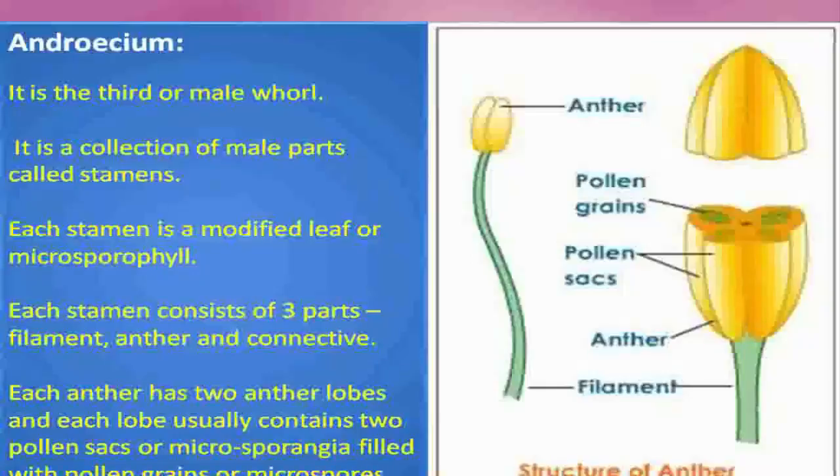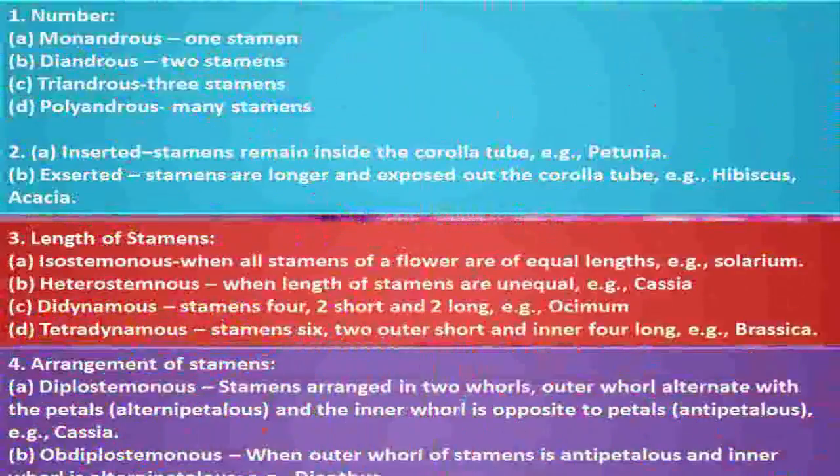And it contains the conductive strands also. The connective, however, may be extremely small or altogether wanting, as in some species of Euphorbia, where the anther lobes are very close together, and this condition is known as discrete. So these are the three parts of the stamen, that is anther, filament and connective.